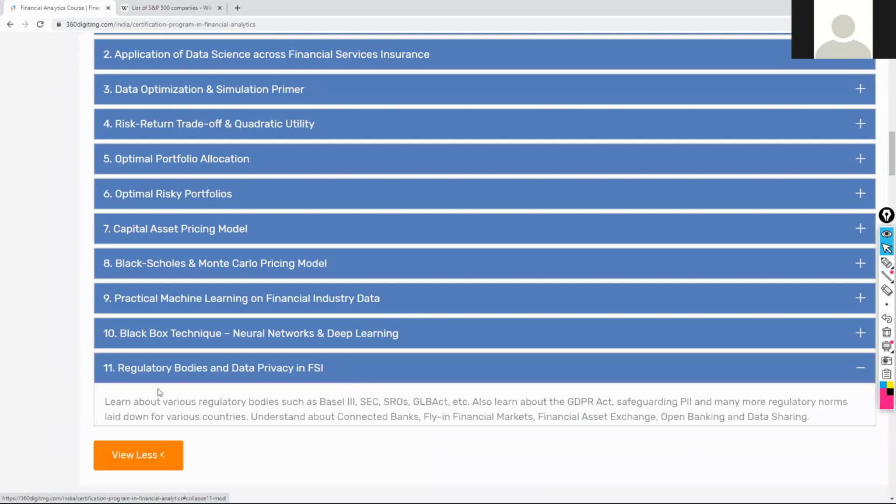Finally, we'll wind it up by understanding the various regulatory bodies and data privacy norms which exist in the space of financial services insurance.